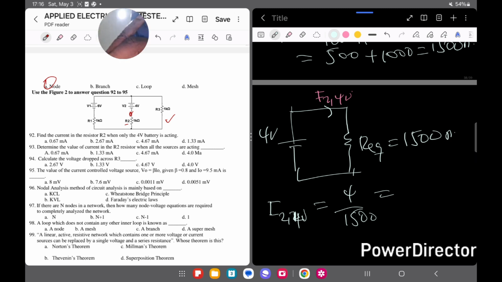I get here to be 4 divided by 1500. So that will give me 2.67 times 10 to the power minus 3 amps. Which is what in milli? That will be 2.67 milliamps. So when you come here, you can see that the answer for question 2 is going to be what? B. Okay, so we get B.